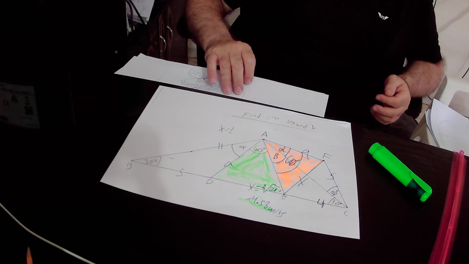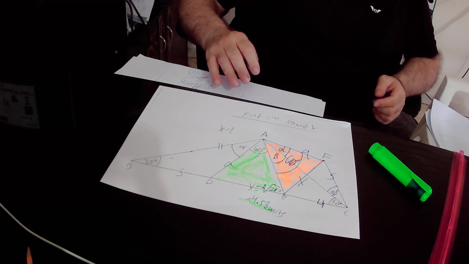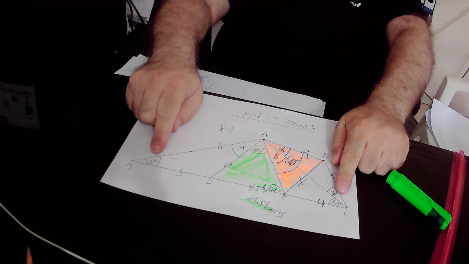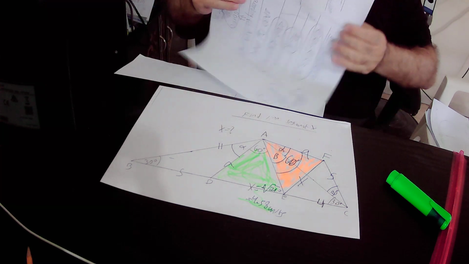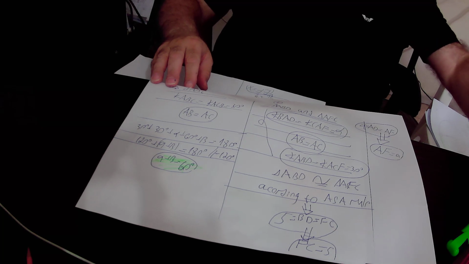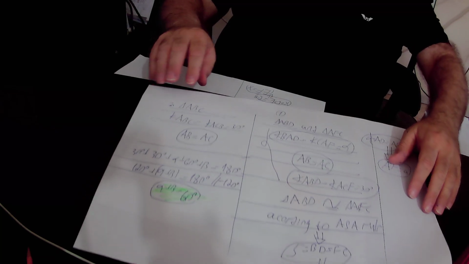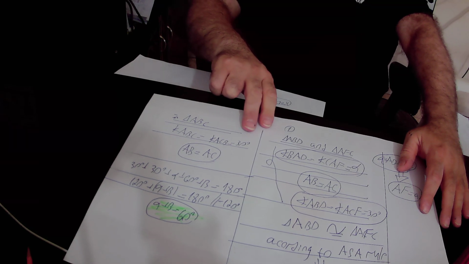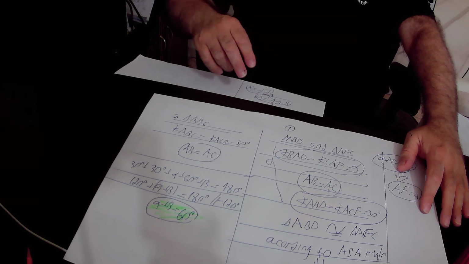So we focus on triangle ABC. In triangle ABC, those two angles are equal to each other, they are both equal to 30 degrees. So here in triangle ABC, we know that angle ABC equals angle ACB, they are both equal to 30 degrees, therefore they are equal to each other.